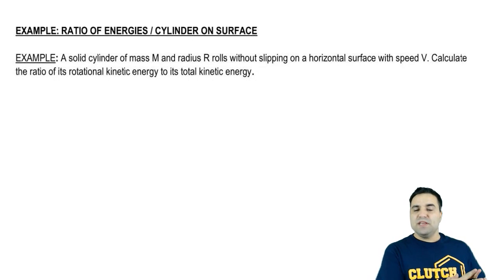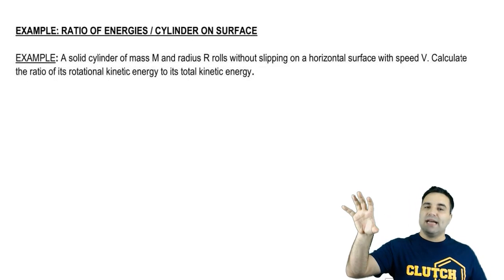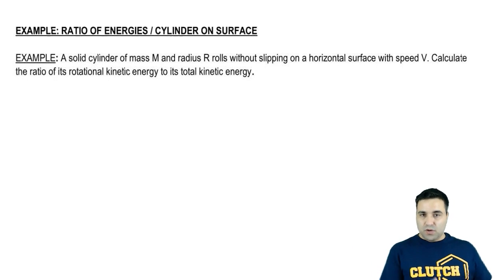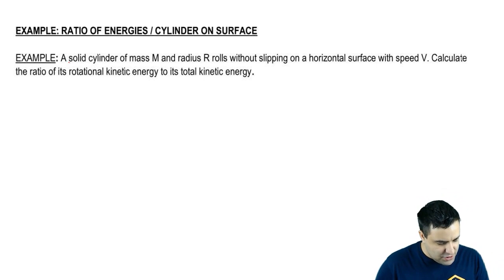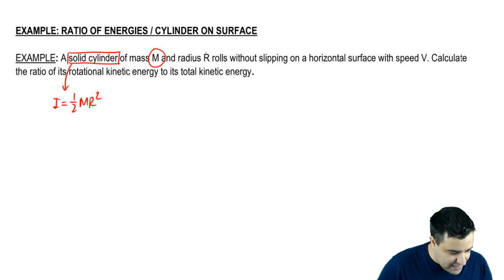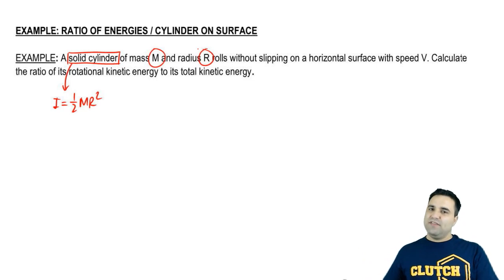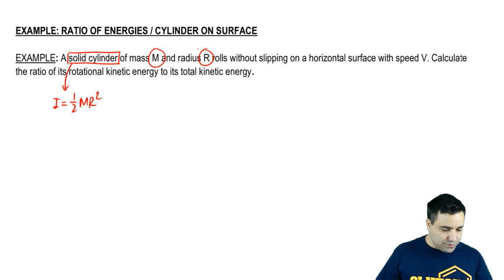Hey guys, so some of these rotational questions will ask you to find the ratio of one type of energy over the other. So I want to show you how to do one of these. Here we have a solid cylinder. Solid cylinder tells us that we're supposed to use I equals half mr squared, of mass m and radius r. So it's not actually giving us the numbers. This is going to be a literal question, with just letters, variables.